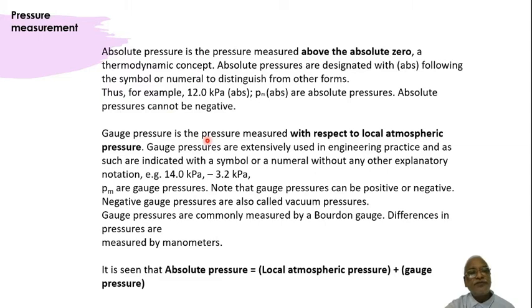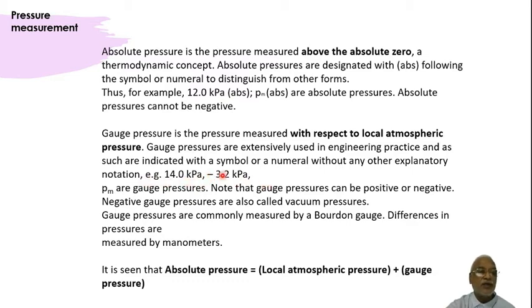Gauge pressure is the pressure measured with respect to local atmospheric pressure. Gauge pressures are extensively used in engineering practice and as such are indicated with a symbol or a numerical without any other explanatory notation. Here they have written 14.0 kilopascals. Nothing has been written whether it is absolute or gauge, but when nothing is specified, it is understood to be a gauge pressure. Only if it is absolute, they mention this ABS. Otherwise, if it is a gauge pressure, normally it will be written just like this.